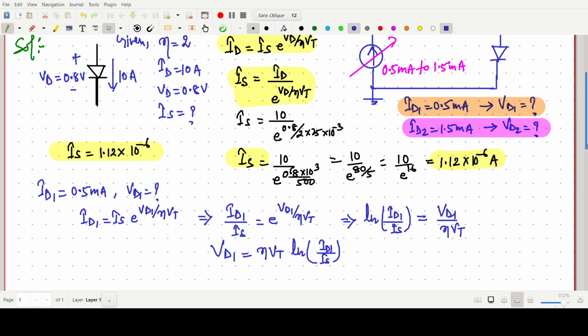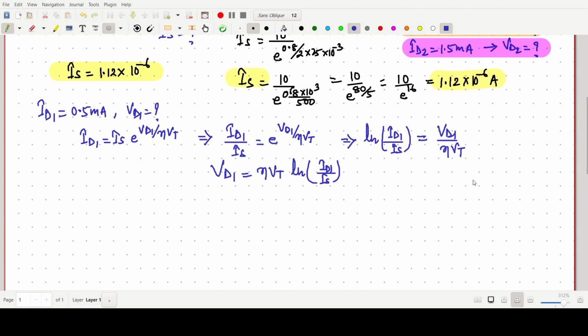Okay, so this one is the formula for Vd, or in general we can say Vd equals eta Vt ln(Id/Is). This is the formula, we can easily write. So now we have to find the value of Vd1. The eta value is given, and Vt, the thermal voltage, is 25 millivolt.